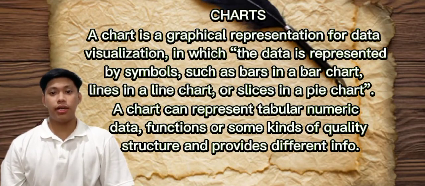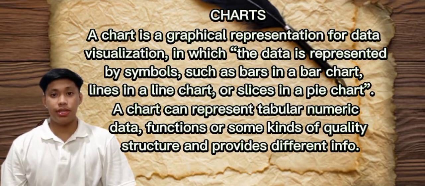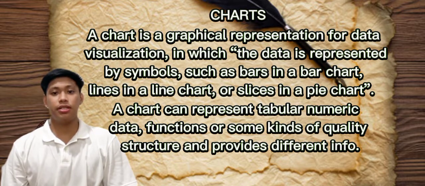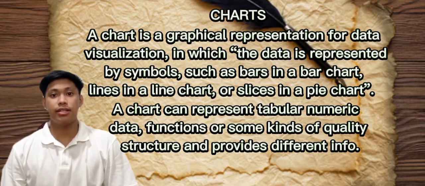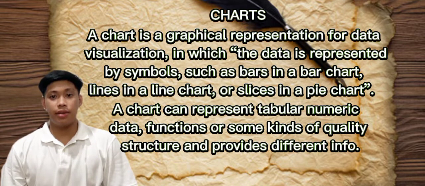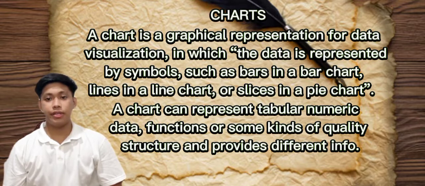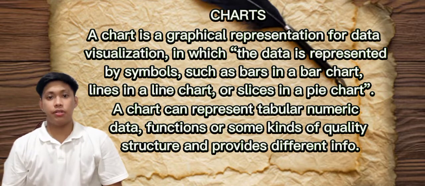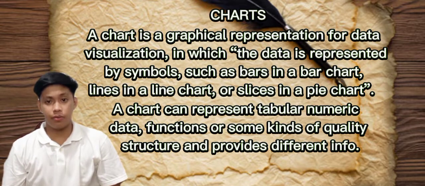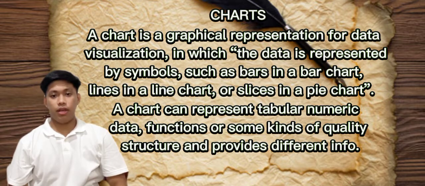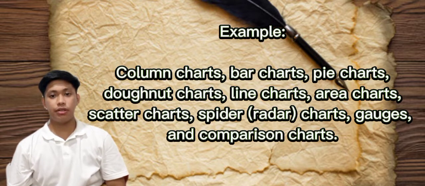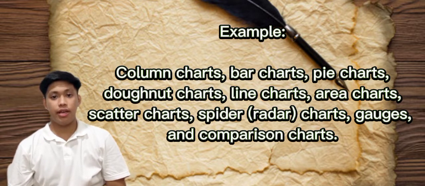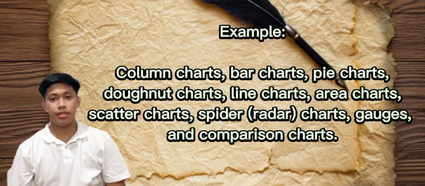Charts. A chart is a graphical representation for data visualization, in which the data is represented by symbols such as bars in a bar chart, lines in a line chart, or slices in a pie chart. A chart can represent tabular numeric data, functions, or some kinds of quality structure and provides different info. Examples: column charts, bar charts, pie charts, donut charts, line charts, area charts, scatter charts, spider or radar charts, and comparison charts.